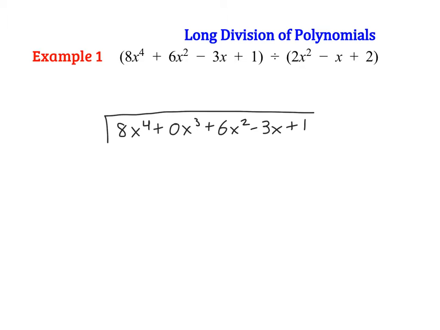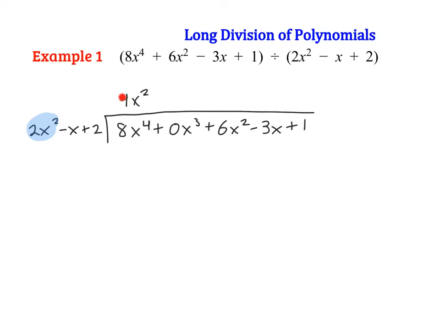And then on the outside, we'll write 2x squared minus x plus 2. So the process here is very similar to regular long division. I'm going to look at this first term, and I'm going to ask myself, what is 8x to the fourth divided by, and I just use my most outer term here. So I do 8x to the fourth divided by 2x squared, and I get 4x squared.